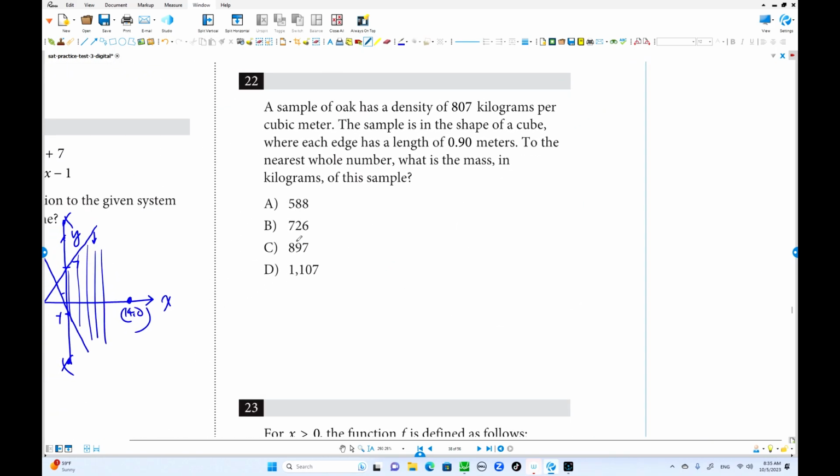Here is number 22. A sample oak has a density. You know the density is what? Mass over volume, right? That is the density. Density equals 807 kilograms per cubic meter. That's the unit. A sample is, say, a cube with a length of 0.9. What is the volume of this one? 0.9 cubed meters, right?